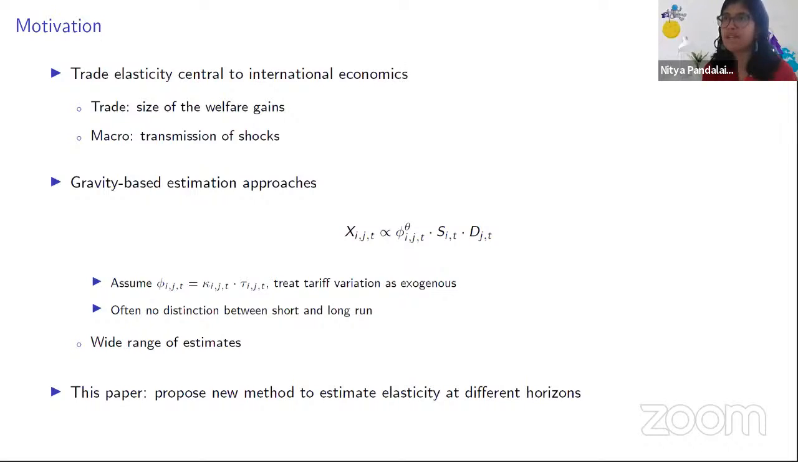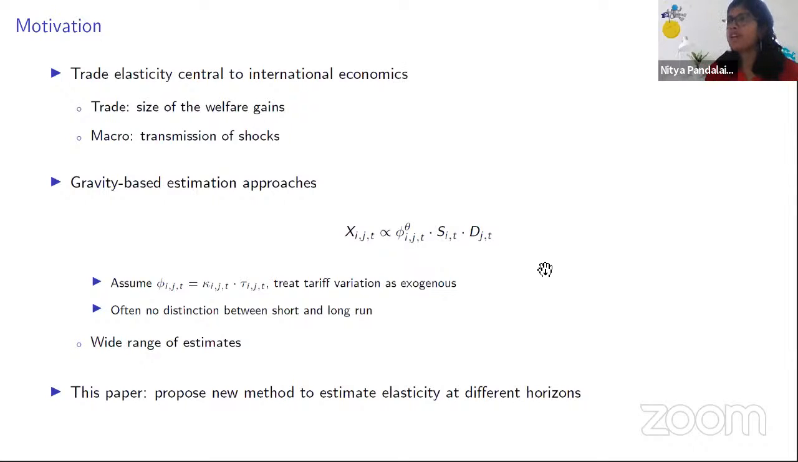Given the importance of this parameter, it is unsurprising that there are a range of approaches to estimate the parameter and a range of estimates. A large group of estimates of this parameter occur within the gravity framework. And that is basically relating the bilateral trade flows X between countries I and J in time T to the source and destination multilateral resistance terms, as we all know very well, and bilateral trade costs, phi IJT. And these trade costs are raised to the power of theta, which is the trade elasticity that we want to estimate.